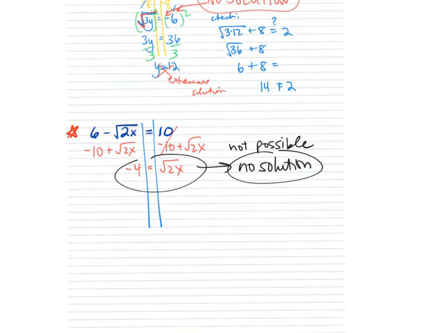If you did continue on and square both sides, you would have got 16 equals 2x, and then divide by 2, you would have got x equals 8. And then if you plugged 8 in, 8 times 2 is 16, 6 minus 4 is 2. That's not equal to 10, so you would have seen that that was extraneous. Okay, that's it. Enjoy.